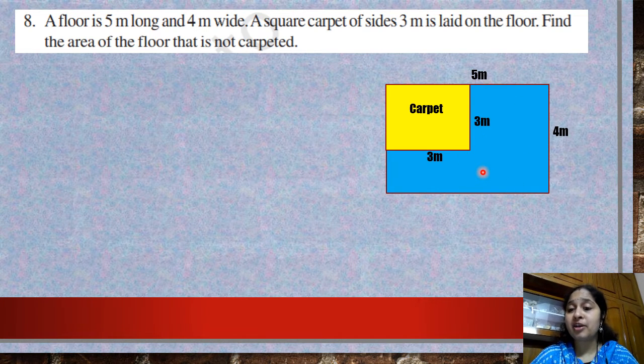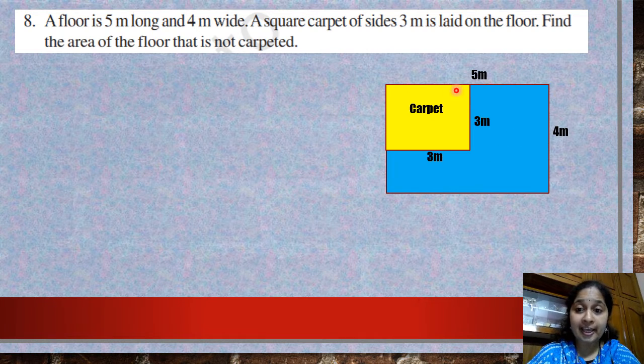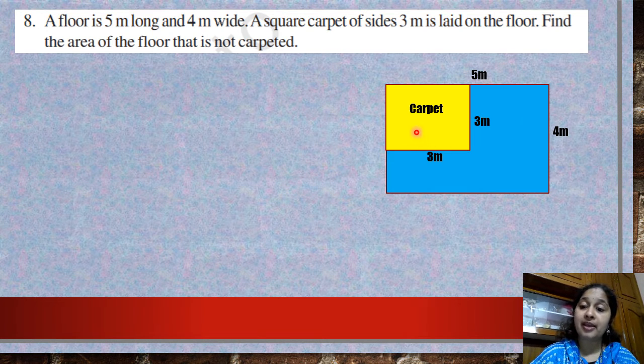Now how do we find that, children? Yes, we need to find the area of the floor and the area of the carpet. And then from the area of the floor, if we subtract the area of the carpet, then we can know the remaining space area.